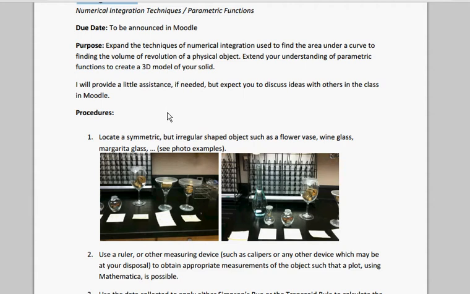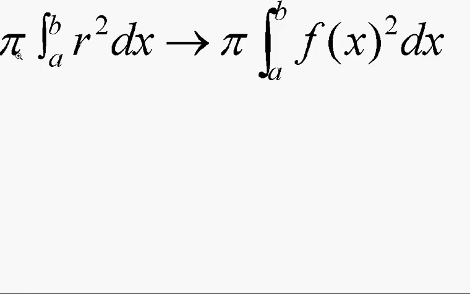In order to know the volume of any type of symmetrical object, we need to know the formula for calculating that. In this case, it's pi integrated from a to b of the radius squared of that object, which is the same thing as saying pi from a to b, our initial to ending point along the x-axis, of a function of x squared, or y squared, or again r squared.